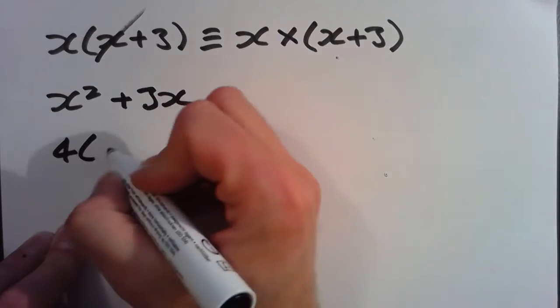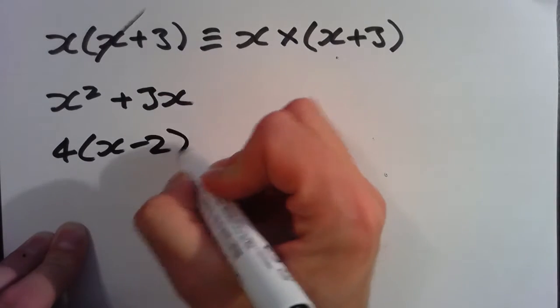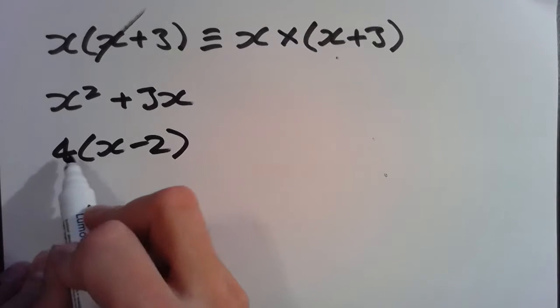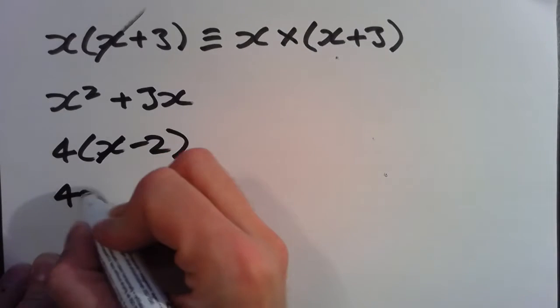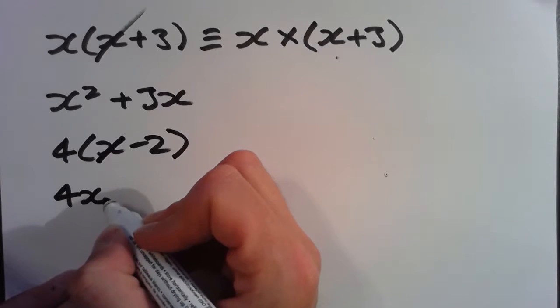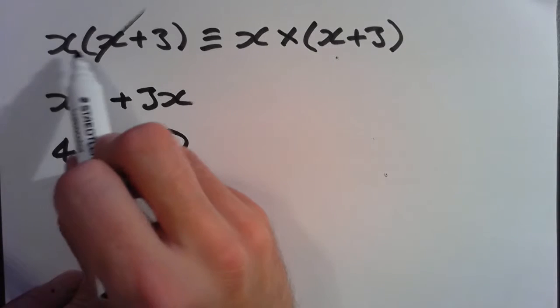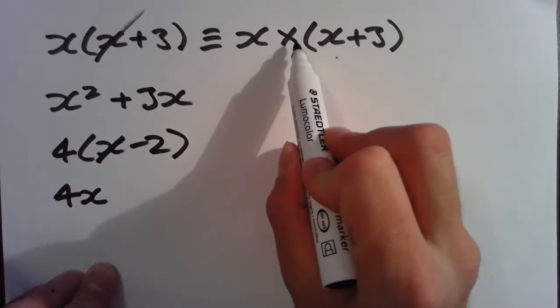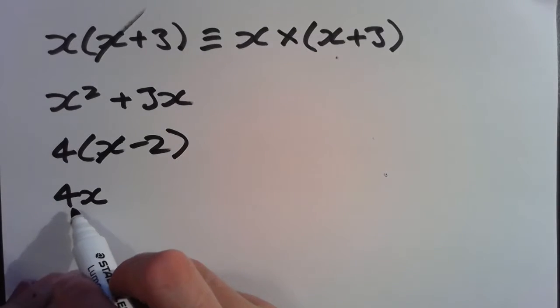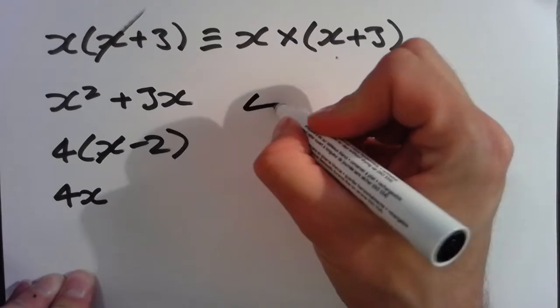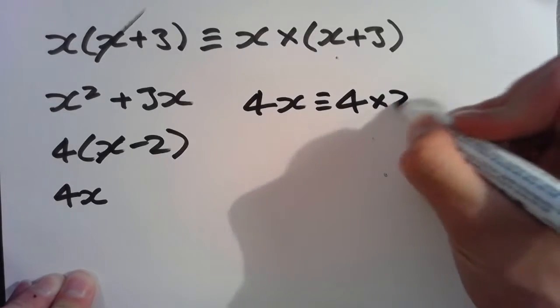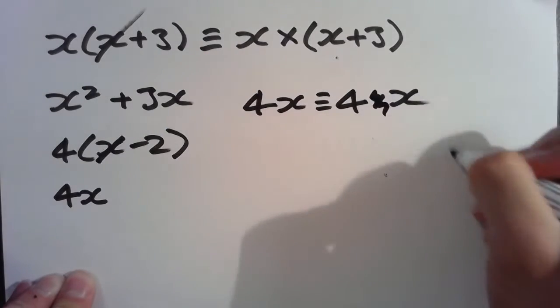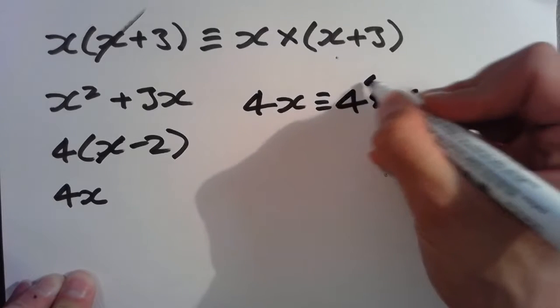So let's do another one. Let's do 4(x minus 2). So we do 4 multiplied by x, which is 4x. And in the same way that when we have a term next to the bracket there's an implied multiplication symbol, it's exactly the same with 4x. 4x is 4 times x, but we just get rid of the x and smush those two things together.